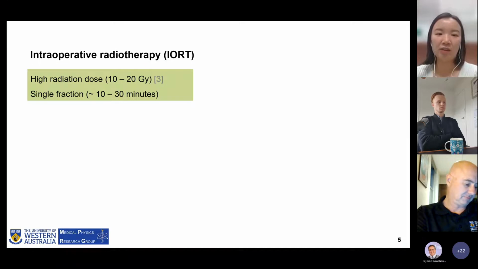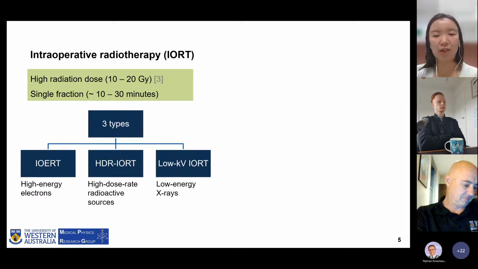IORT typically involves a high radiation dose of about 10 to 20 grays. It's delivered in a single fraction of 10 to 30 minutes. There are three different types, one using high energy electrons, one using high dose rate radioactive sources, and one using low energy X-rays, which is what we'll be talking about today.